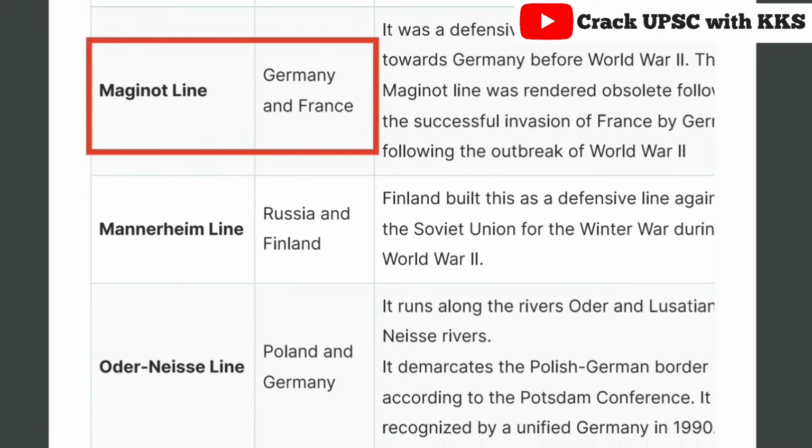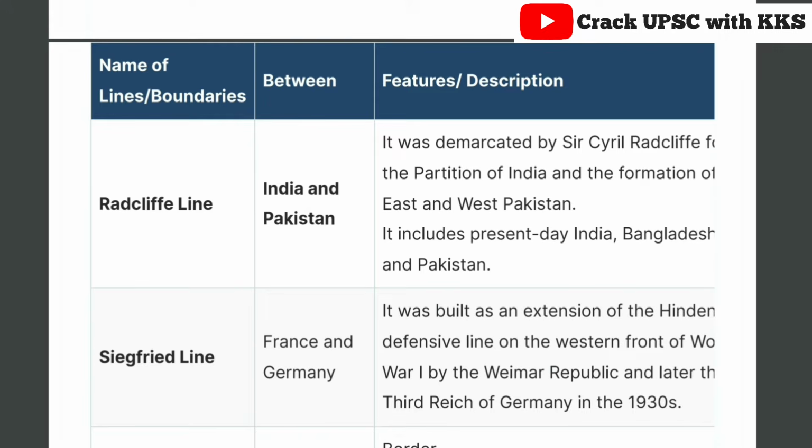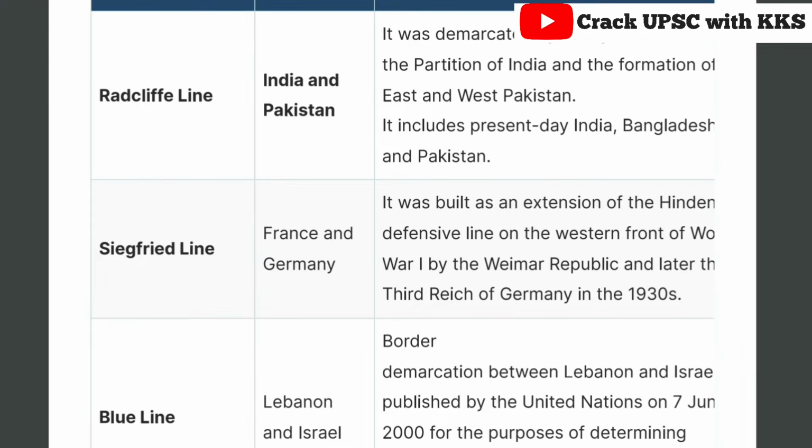Then Mannerheim line between Russia and Finland. Then Oder-Neisse line between Poland and Germany. Then Radcliffe line between India and Pakistan. It was created in 1947 during partition. So it is between India and Pakistan, and India and Bangladesh also. Then Siegfried line between France and Germany.